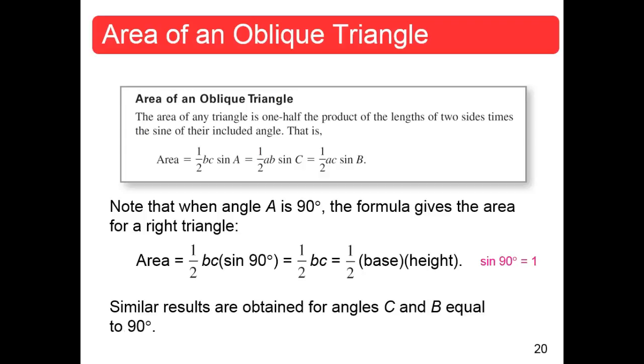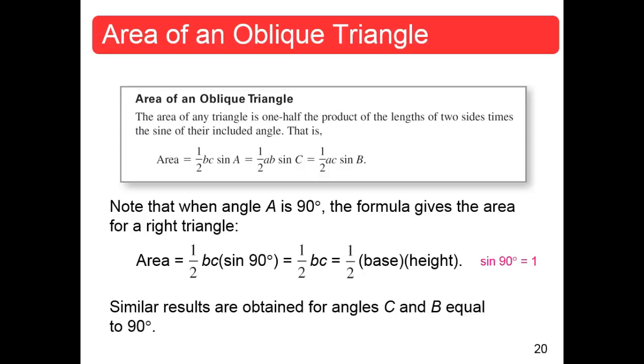Okay, so the area of an oblique triangle, any triangle, is 1/2 the product of the lengths of two sides times the sine of the angle between those two sides, the included angle. That is, area is 1/2 BC sine A, area is 1/2 AB sine C, or area is 1/2 AC sine B. Whichever two you happen to know with the angle in between.